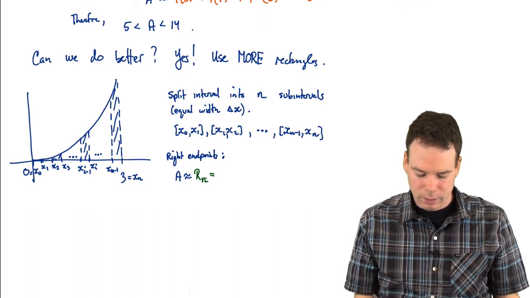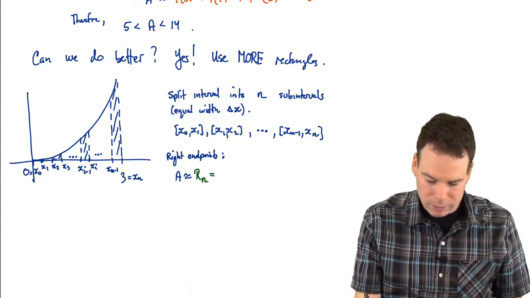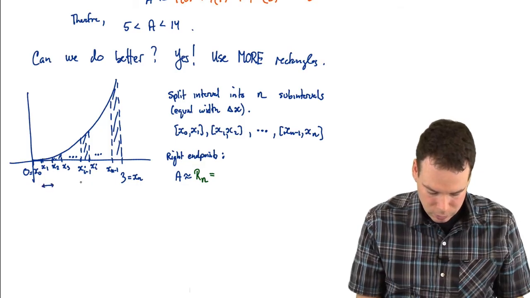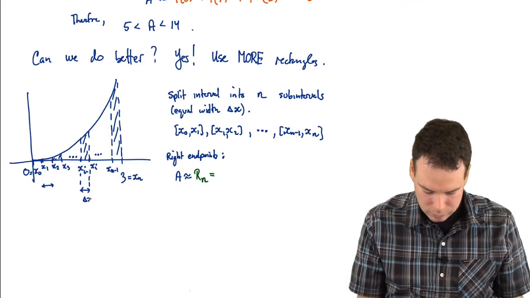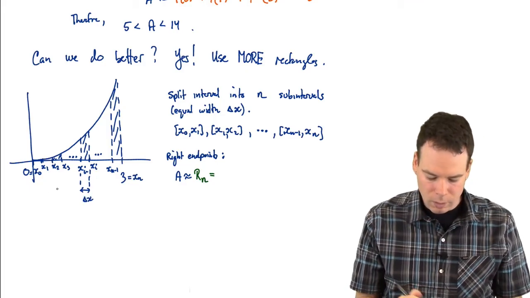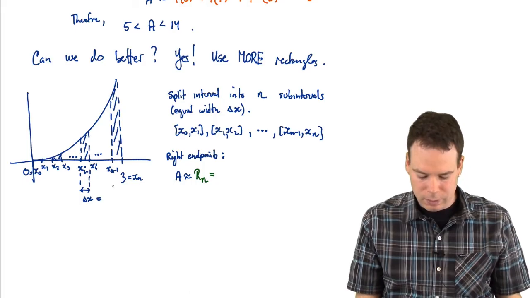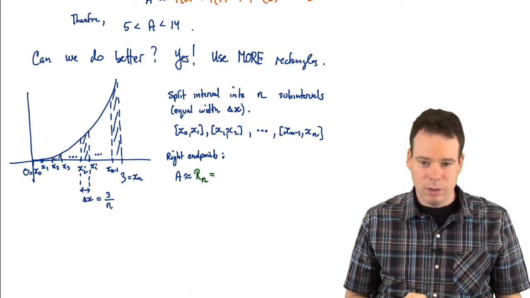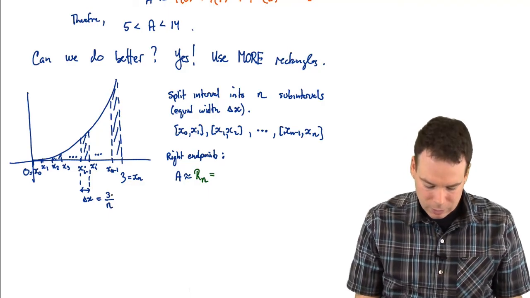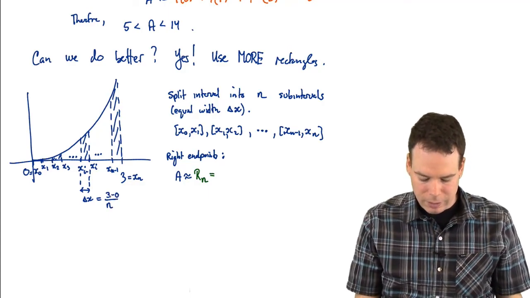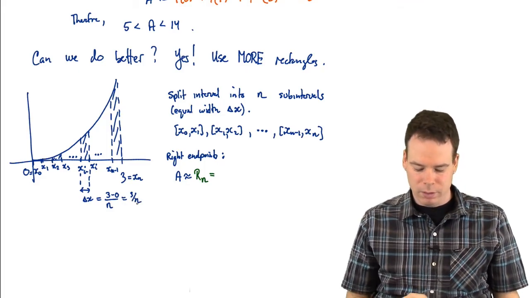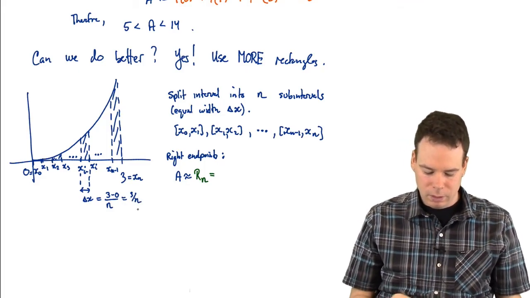And what does that look like? Well, the width of a subinterval we've called delta x. So one of these subintervals, there's our general one there. The width is delta x. What is delta x? We've taken an interval of length 3 and divided it into n subintervals. Length 3 because it's the right-hand endpoint minus the left-hand endpoint, divided by n. So 3 over n is the delta x.